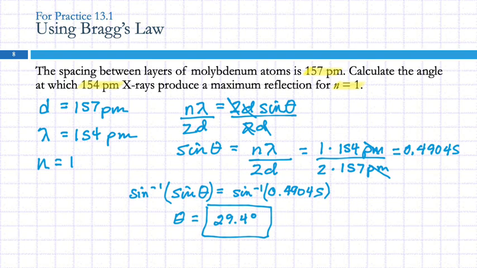Most calculators have a degree setting and a radian setting, and so if you're not getting the correct number, your calculator might be giving you the answer in radians, which is not what we want.